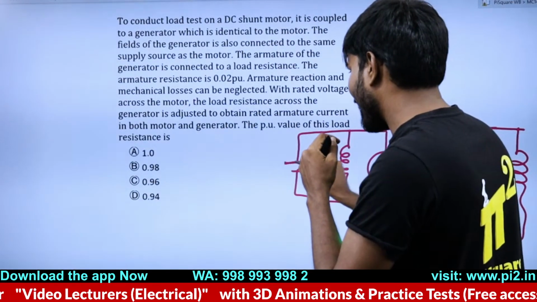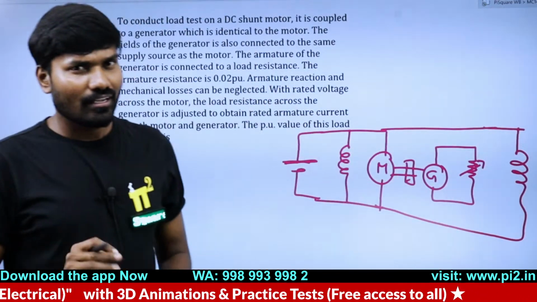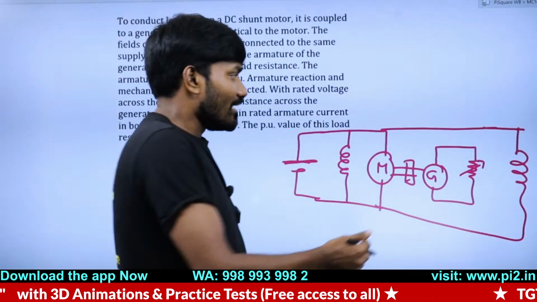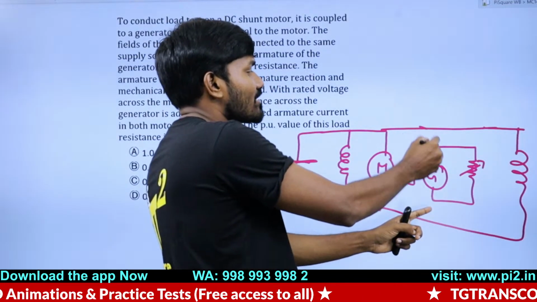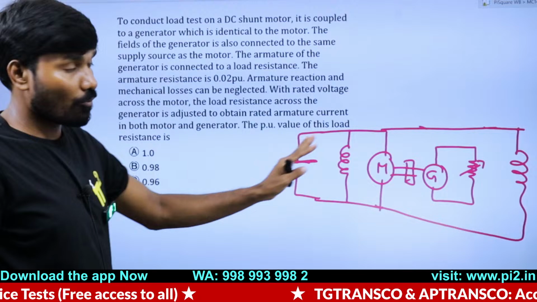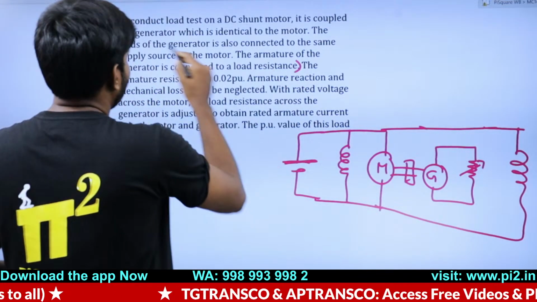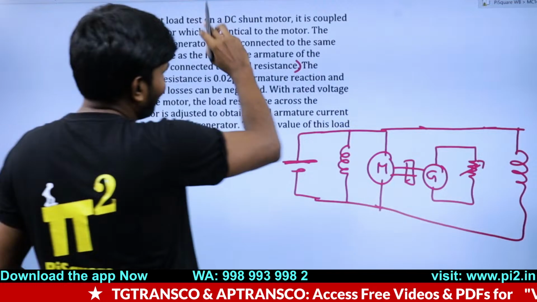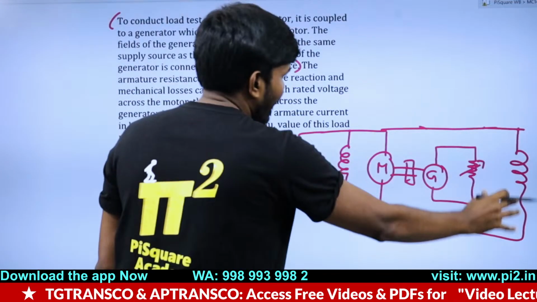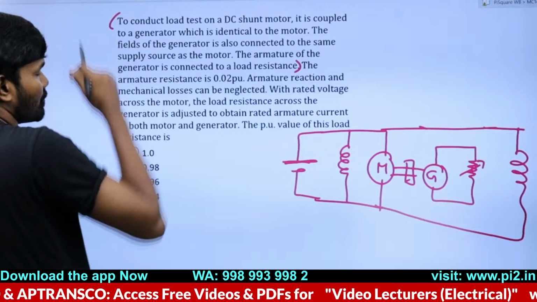Guys, don't get confused. This is not a Hopkinson test or a back-to-back test. If it were a back-to-back test, this should be connected to this machine itself, not to an external resistance. So this is not a back-to-back or Hopkinson test. Whatever is exactly given in the text is depicted in this diagram that I have drawn, so you don't have to worry about the whole text.